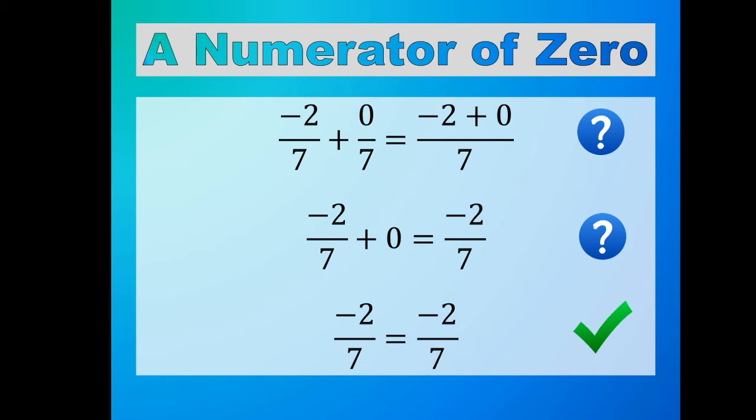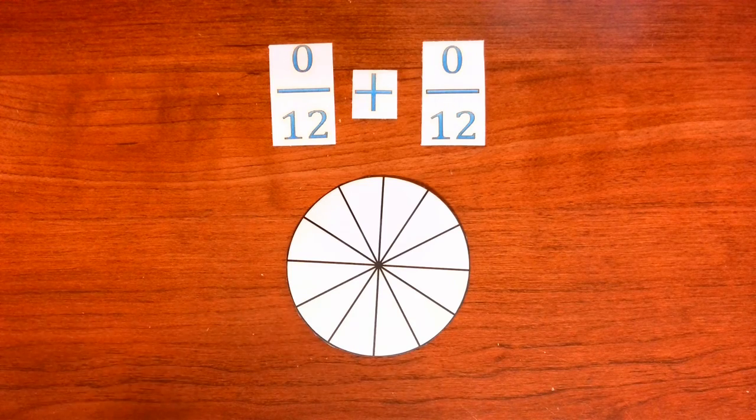Because we know the last line is true, we know the middle line is true, and that the first line is true. That the rules for adding fractions do not change even if one of the numerators is 0. Our next example for when you include a numerator of 0 has two 0 numerators.